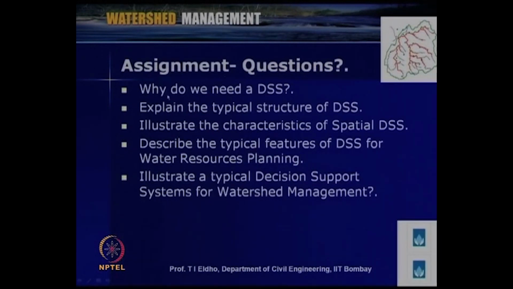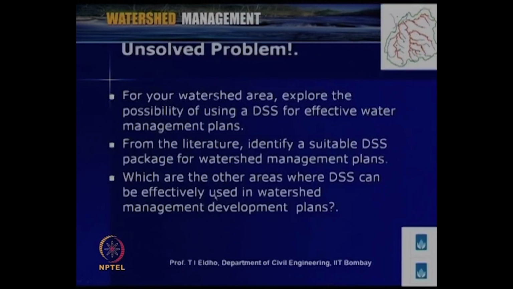Then a few assignment questions: why do we need a DSS? Explain the typical structure of a DSS, illustrate the characteristics of spatial DSS, describe the typical features of DSS for water resource planning and management, illustrate a typical decision support system for watershed management. If you go through the lecture, you can get the answers to all these questions.